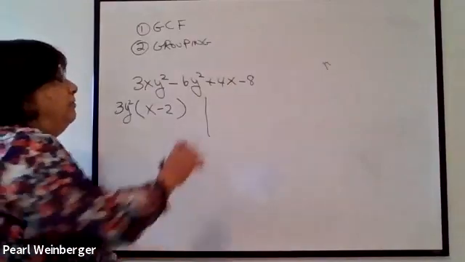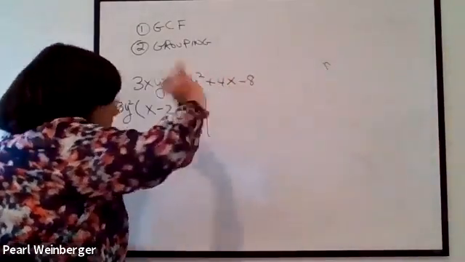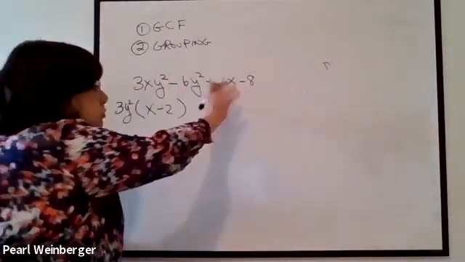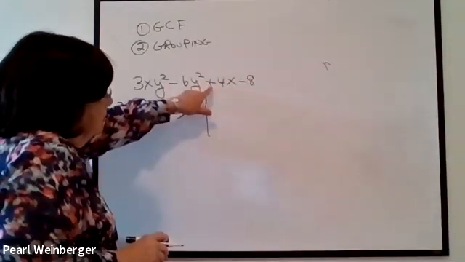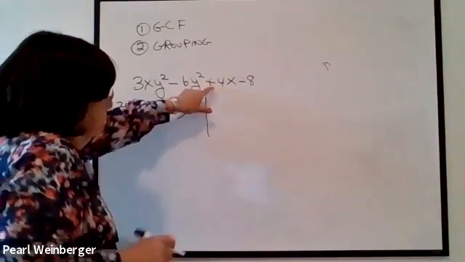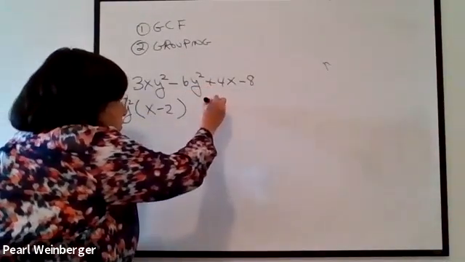Now I go to the second group of 2 terms, and look if I can find a common factor. It doesn't have to have anything to do with this. Its own common factor. And so the first thing I see is that there's a plus in between them. So this is going to be a plus.